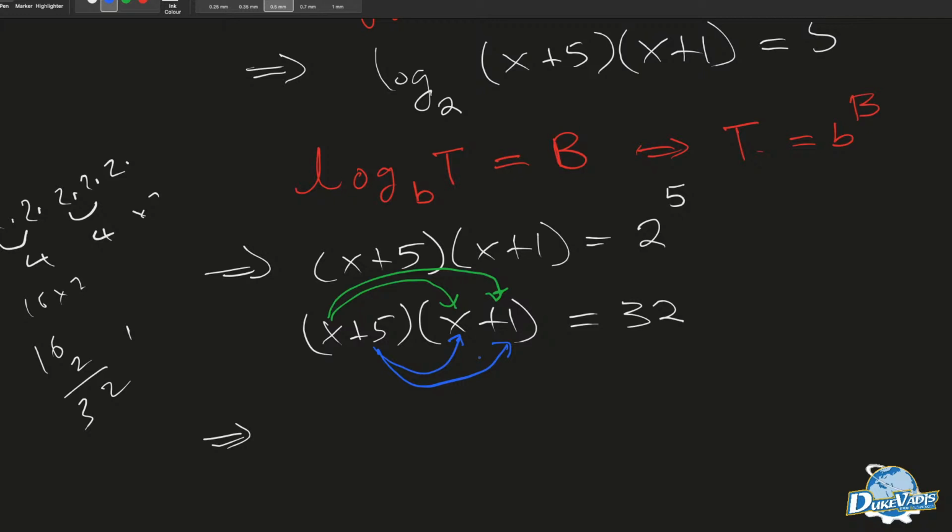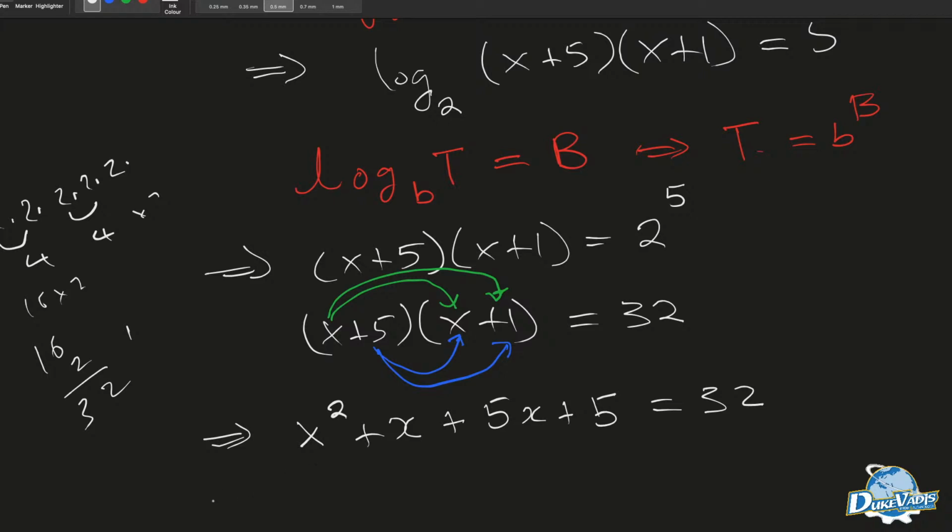As you can see, this is a simple way of doing binomial expansion. So let's look at it. The x is going to multiply x, so we are going to have x squared plus x. Then this one, 5 multiplying x plus 5 multiplying 1, is equal to 32.